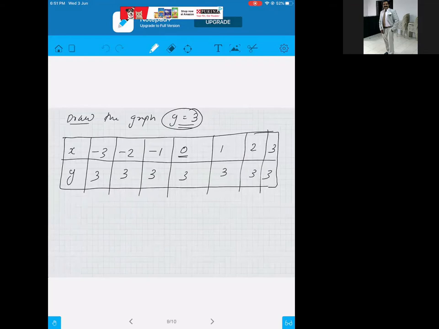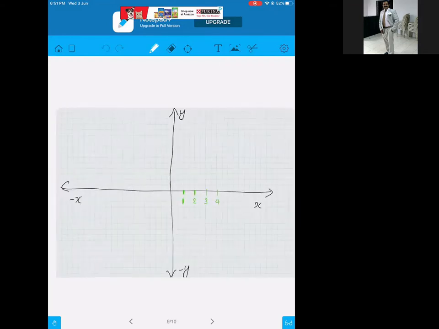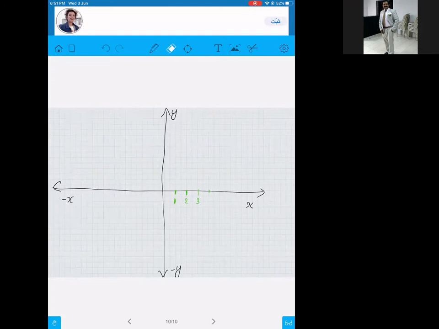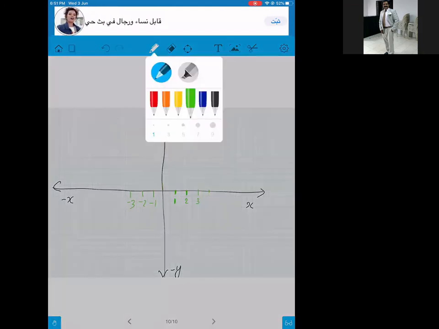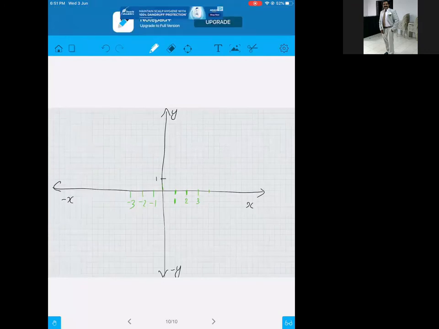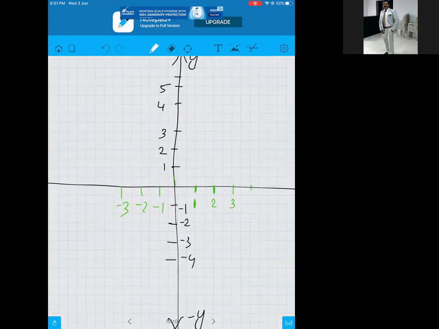So from here to here, minus 3 to 3. Correct? Yes, sir. So minus 1, minus 2, and minus 3. And the y coordinate varies, you can arbitrarily take up to any value. So 2 divisions is 1, again 2 divisions is 2, 3, 4. This is 5. This is minus 1, minus 2, minus 3, minus 4.